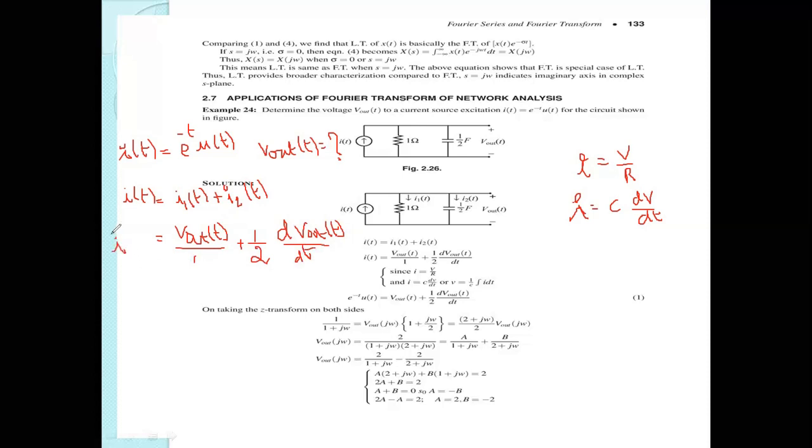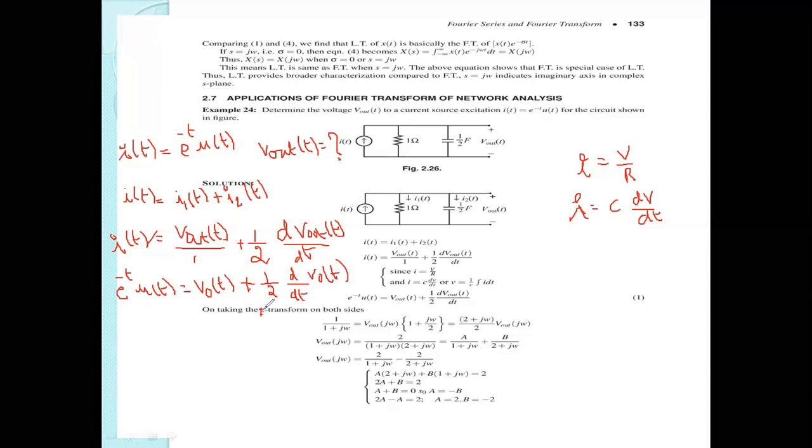Okay, so what is I of t given? e power minus t mu of t is equal to V naught of t plus 1 by 2 into d by dt of V naught of t. Okay. Now apply the Fourier transform on both sides.